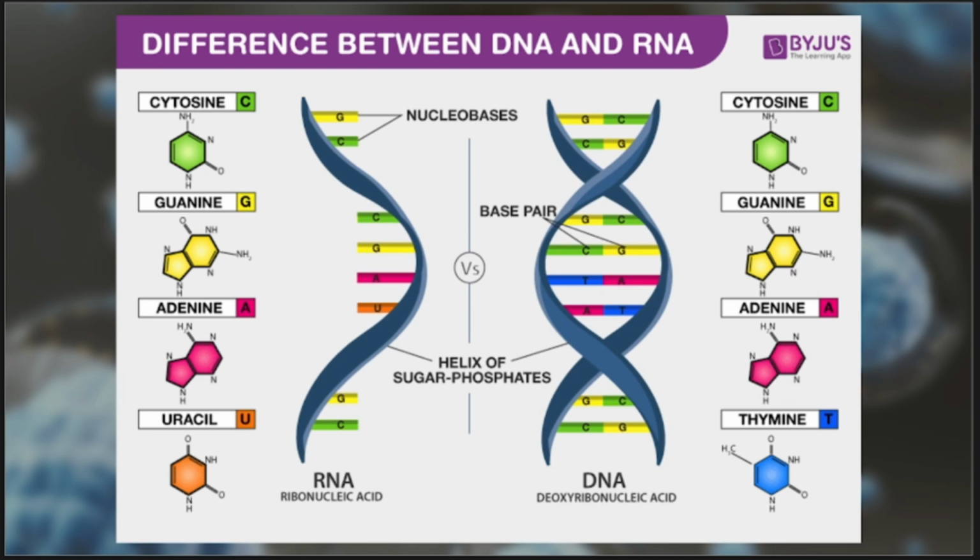For the sugar component of both your DNA and RNA, the sugar component of DNA contains your deoxyribose sugar. On the other hand, your RNA contains your ribose sugar. In the nitrogenous bases, your DNA includes your thymine, while your RNA includes your uracil instead of thymine. What are the differences in function?